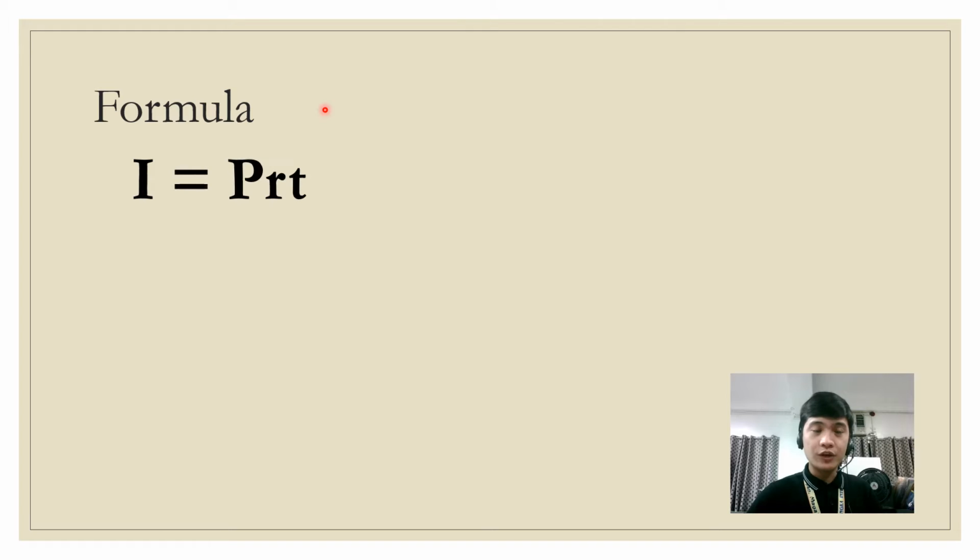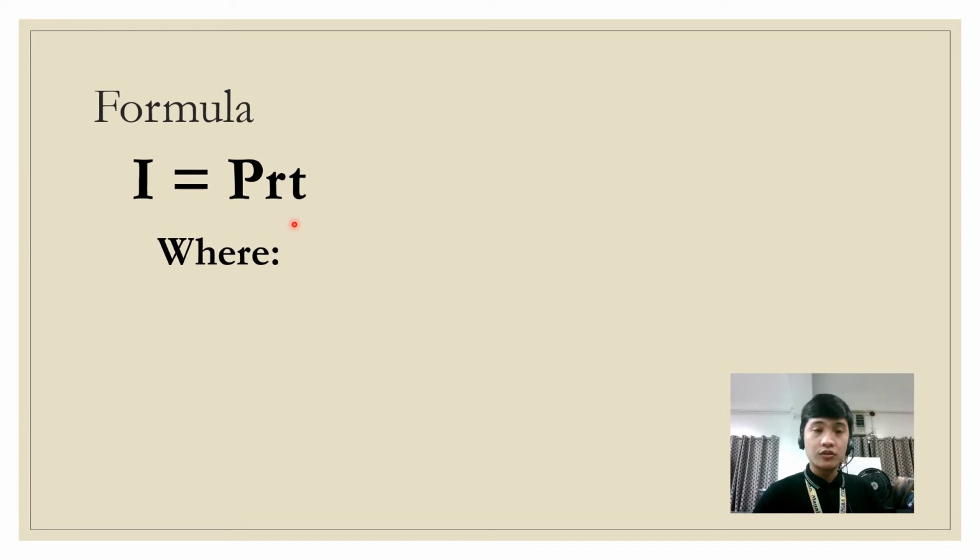This time, let us have the formula on how to find the simple interest as well as the final or the maturity value of a given interest. So, unahin natin yung formula for the interest. So, ang formula natin for interest is I is equal to PRT. So, let's try to scrutinize ano-ano yung I, yung P, yung R, at yung T.